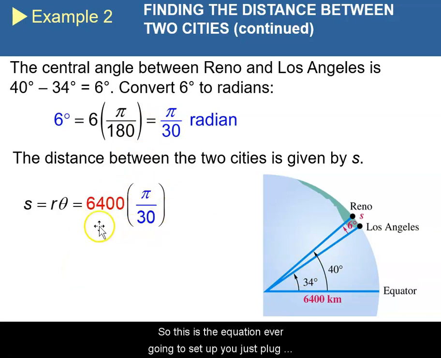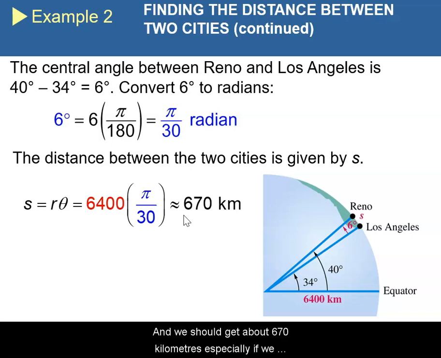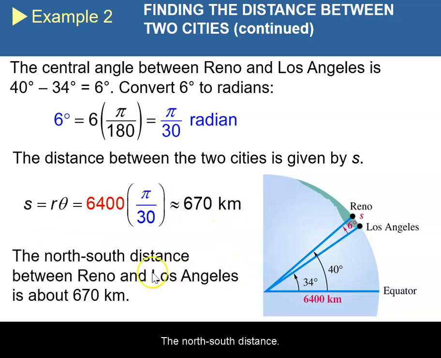So this is the equation that we're going to set up. We can just plug this straight into our calculator if we're not strong with our algebra, and we should get about 670 kilometers, especially if we multiply this pi in to get the actual measure and not in terms of pi kilometers. So the north-south distance between Reno and LA is about 670 kilometers.